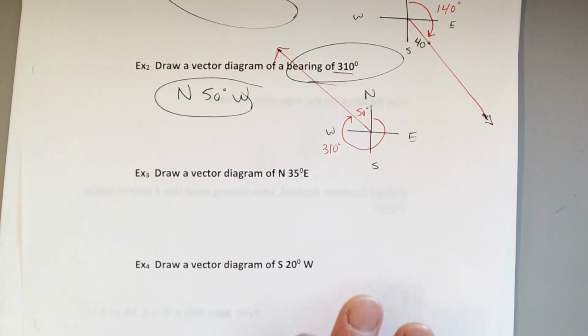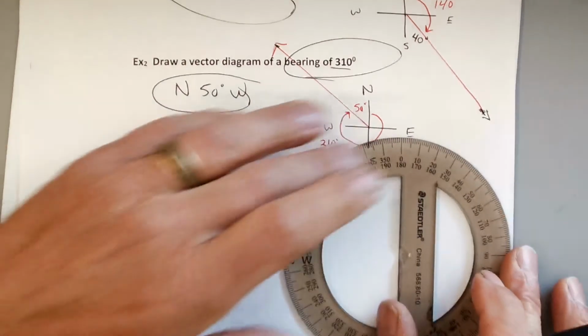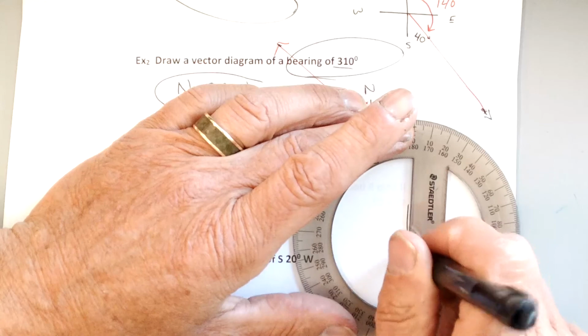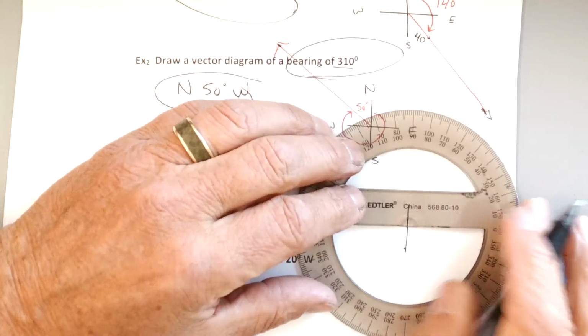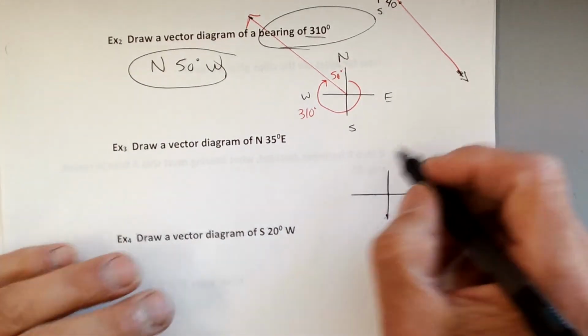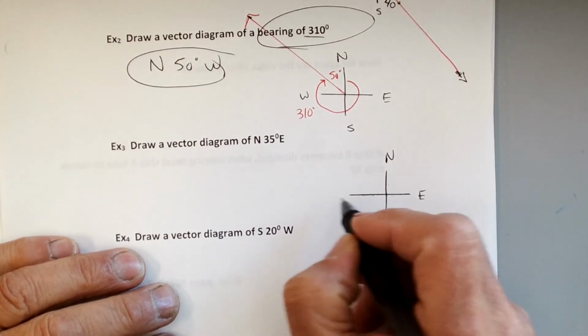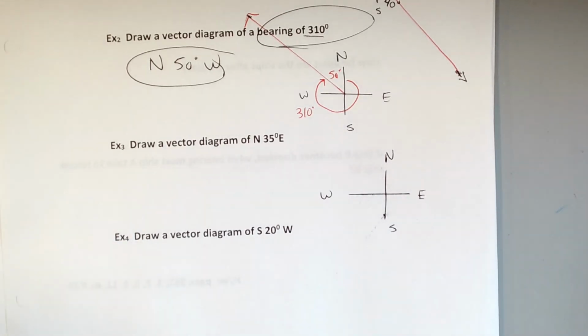Okay. So example 3, let's just do that, okay? So again, I'm going to put my compass rose down first. My north, east, south, and west. And we're going to draw a vector diagram of north 35 degrees towards the east. Okay, so watch.